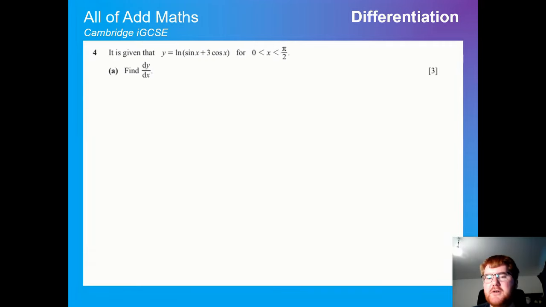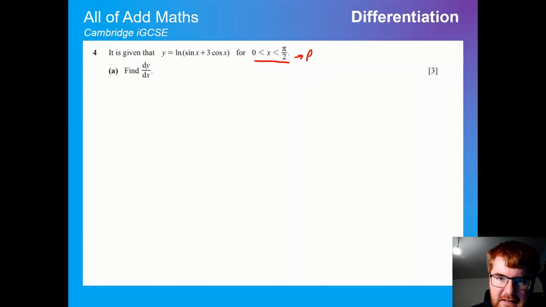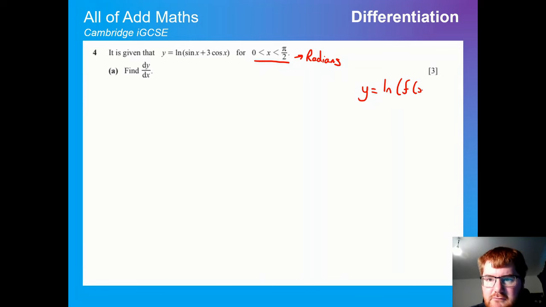Right, on to the next question, which is quite different in style. So we've got natural log of sine x plus 3 cos x, and notice our domain is in radians. Keep that in mind a bit later on, between 0 and 90 degrees. And we need to find dy by dx. Now, if we take the natural log function, so this is essentially a chain rule question.